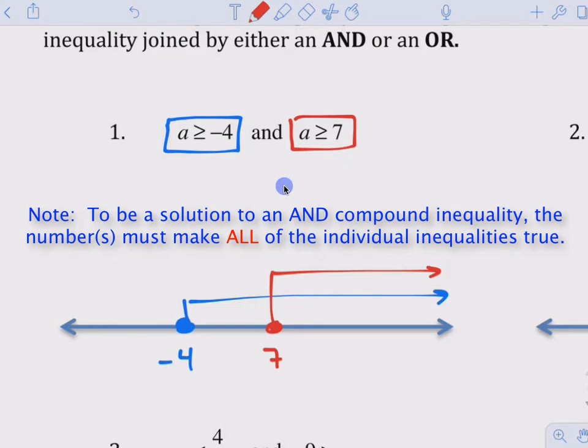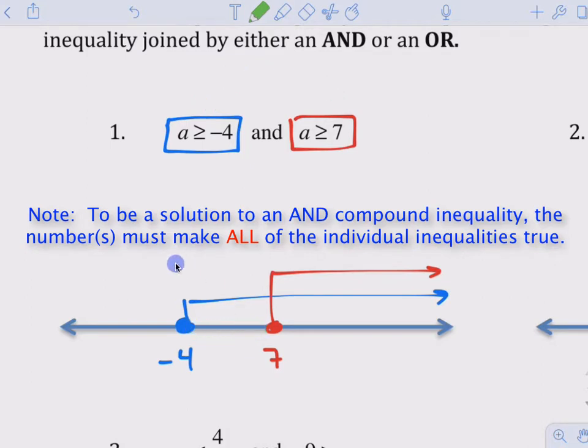So let's take a look at our number line. For instance, these numbers in this region out here to the left make neither this statement true nor this statement true, so they're definitely not going to be solutions. Let's get rid of them. These numbers between -4 and 7, well, they're shaded in blue, so they do make this statement true, but they are not shaded in red, so they do not make that statement true. And since they don't make both of them true, these numbers are not going to be part of our solution set. So let's get rid of that.